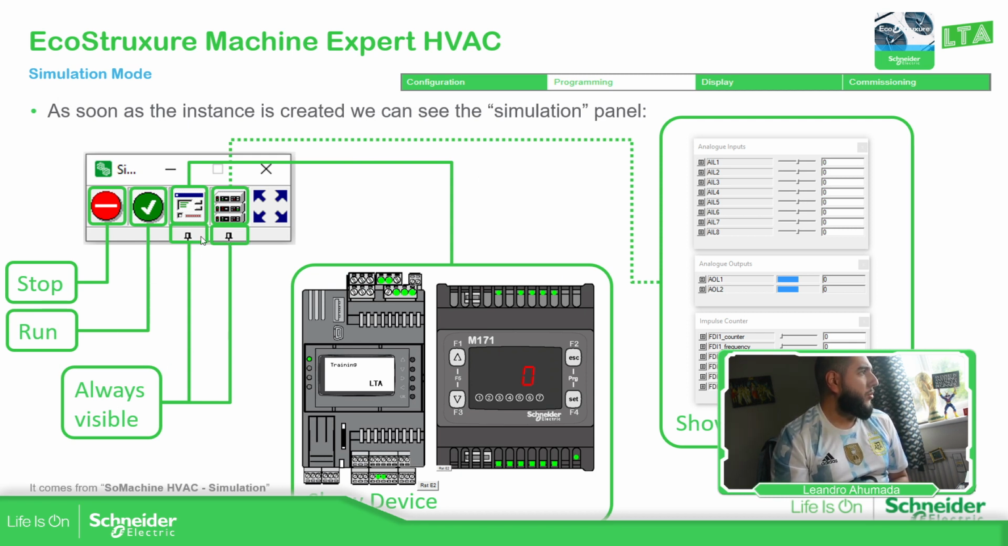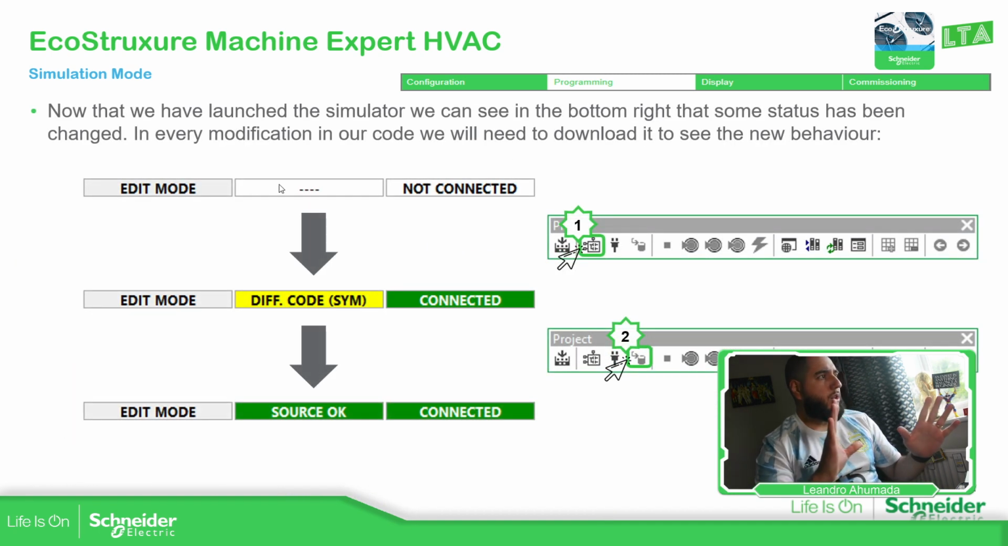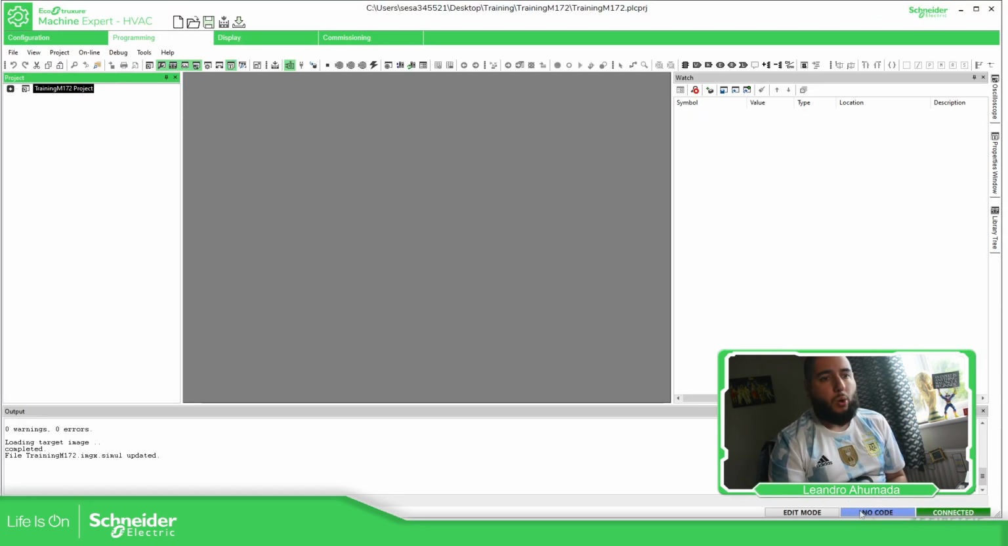This is always visible, and this is how it looks like. I will show the device, and this one is the I/O panels. As soon as we open the simulator using this icon over here, we can see that it's connected. Here it will depend: if it's an application where we have made a modification, then we'll see this diff code sim. Otherwise, you should see no code because it's new.